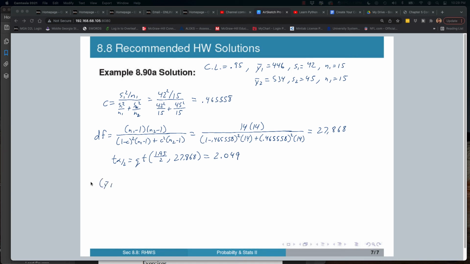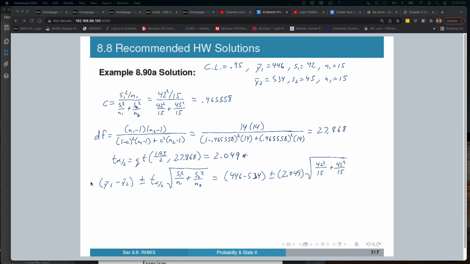So we're going to do Y bar sub 1 minus Y bar sub 2 plus or minus the critical value times the square root of S sub 1 squared over N sub 1 plus S sub 2 squared over N sub 2, which equals 446 minus 534 plus or minus the critical value was here, 2.049 times the square root of S1 squared would be 42 squared over N sub 1, 15, plus 45 squared over N sub 2.